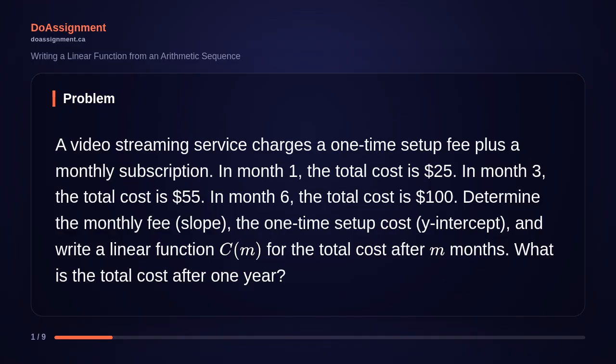A video streaming service charges a one-time setup fee plus a monthly subscription. In month 1, the total cost is $25. In month 3, the total cost is $55. In month 6, the total cost is $100. Determine the monthly fee, which is the slope, the one-time setup cost, which is the y-intercept, and write a linear function c of m for the total cost after m months. What is the total cost after 1 year? Now, let us work through the solution step by step.